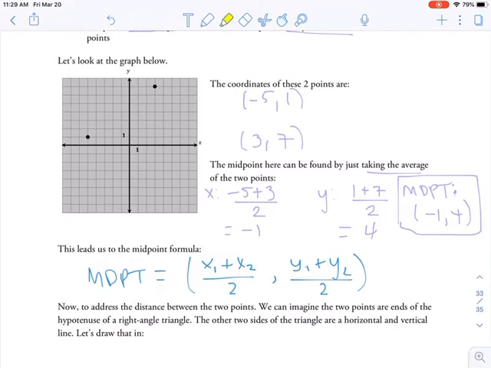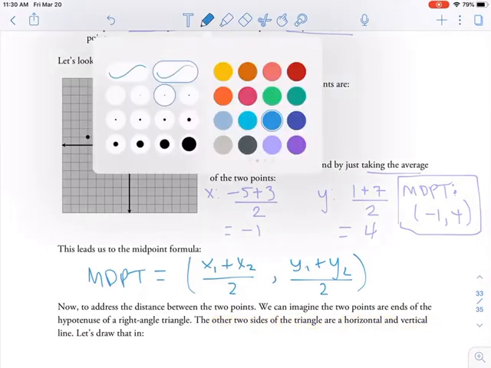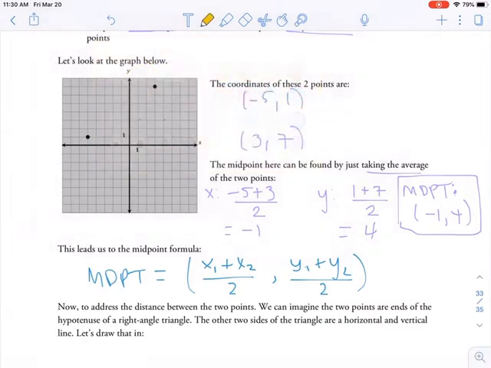If you can see here in the notes, it says we can imagine that the 2 points are the ends of the hypotenuse of a right angled triangle. So we are going to draw in the other 2 sides of the triangle, which are, of course, the horizontal and vertical legs. Let's draw that in in case some of you aren't totally sure what I mean yet, and then we are going to find the distance using that.